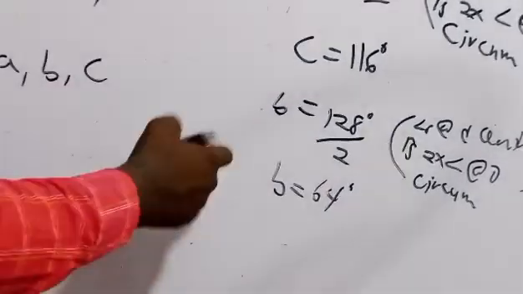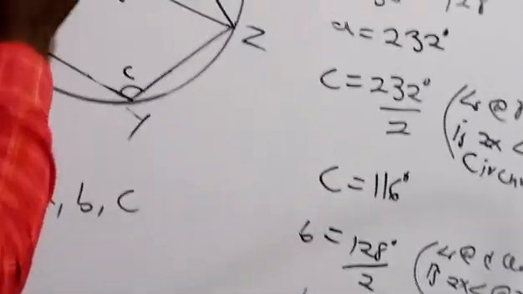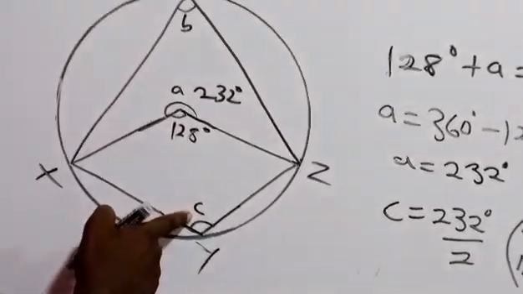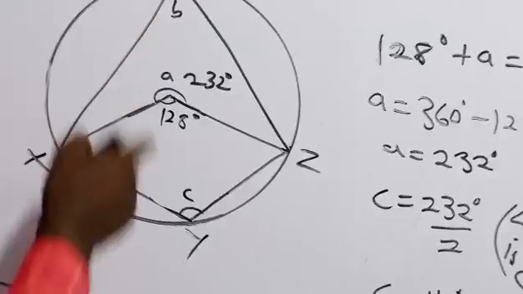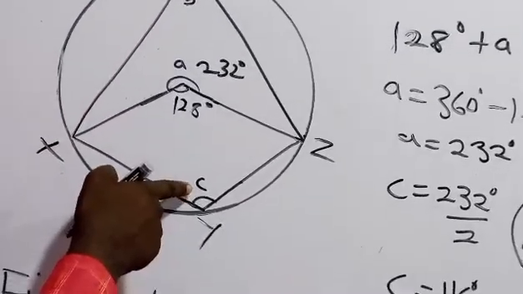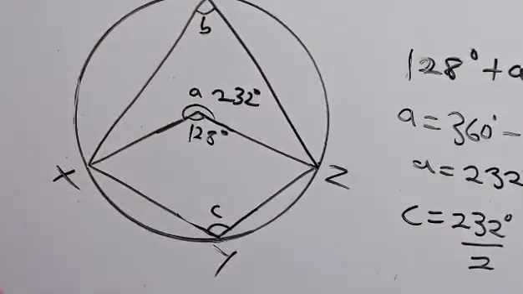All right. So these are the values of A, B, and C. I can still get my B by saying C plus B equals to 180 degrees because they are cyclic quadrilateral. But I have used this to get it.